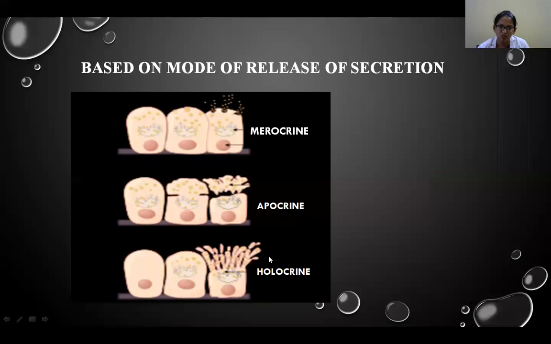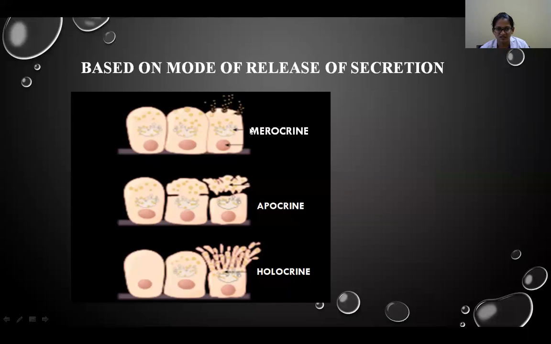Next, coming to the mode of release of secretions. Based on the mode of release of secretion, there are three types of cells. We are seeing here: one is merocrine cell, another one is apocrine cell, and the other one is holocrine cell.